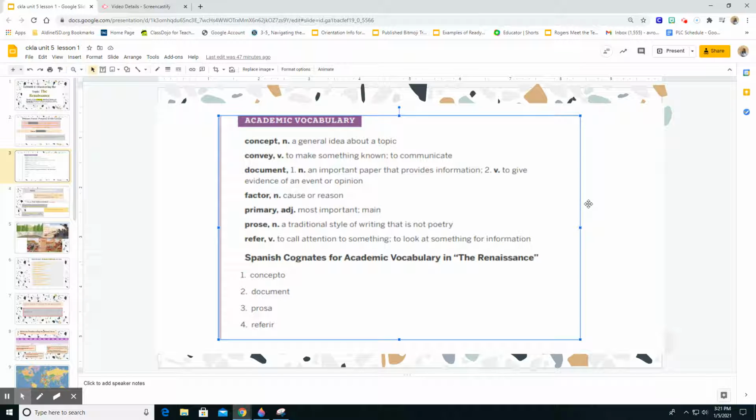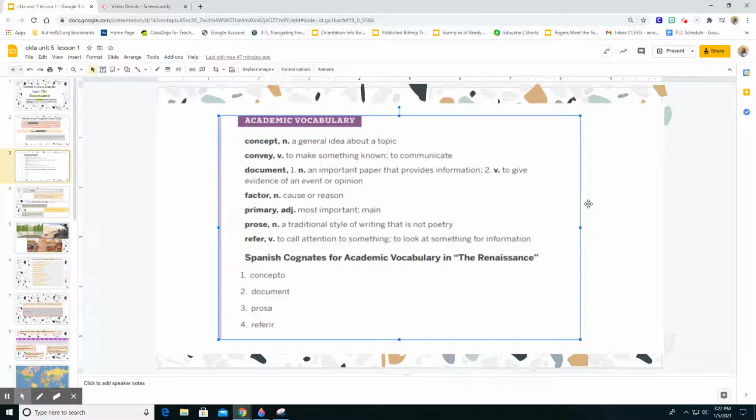Then you have prose. That is a traditional style of writing that is not poetry. And then your last core vocabulary word is to refer. That means to call attention to something, to look at something for information. So you might refer back to your books to help you with your assignment. Refer. Okay, boys and girls.